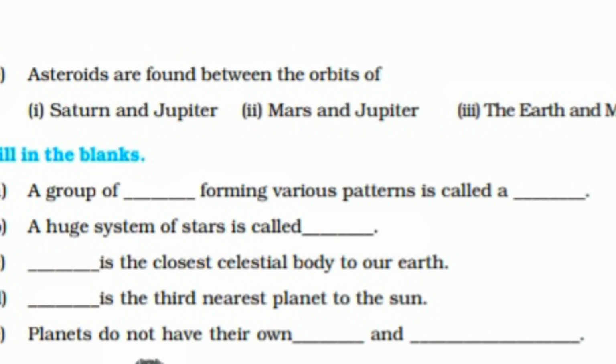Now fill in the blanks. A group of stars forming various patterns is called a constellation. A huge system of stars is called a galaxy. Moon is the closest celestial body to our Earth. Earth is the third nearest planet to the sun. Planets do not have their own heat and light.